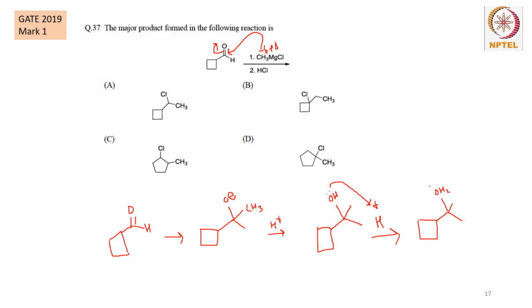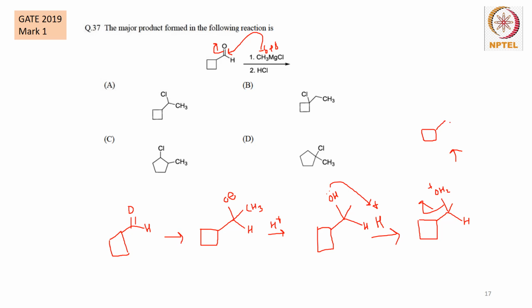This oxygen is giving its own pair. It's a very good leaving group, because water is a very good leaving group. We are getting water, which is the most stable thing because everything around is water. It will get removed, and we will get, sorry, there is a hydrogen, so we are getting this.